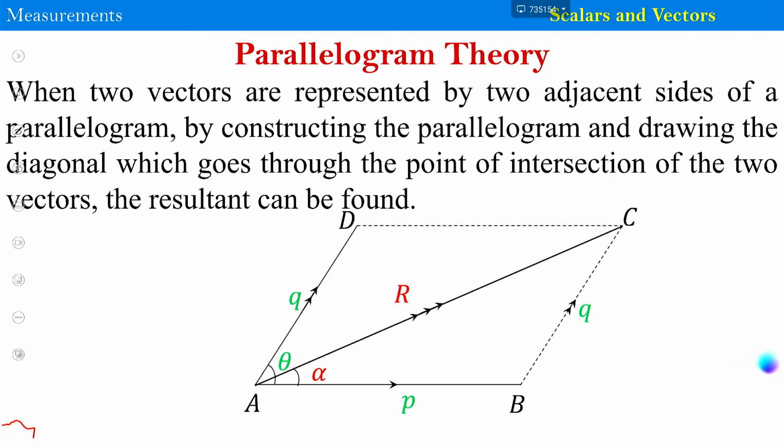Right? So we extend this line AB to this side and draw a perpendicular from C, and I like to call it E.